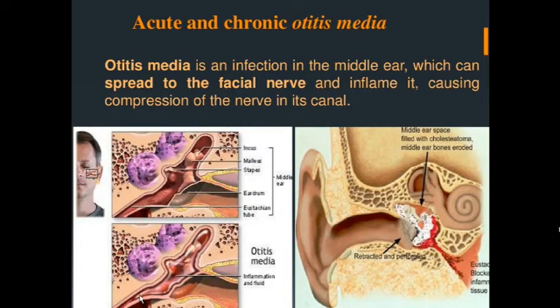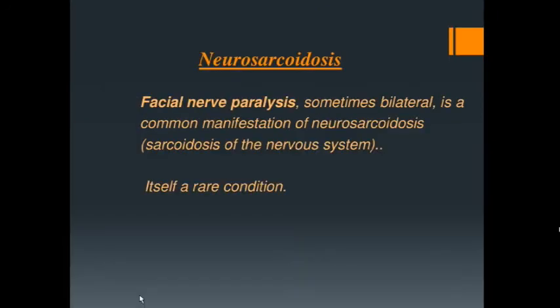What are the other causes of facial palsy apart from Bell's palsy and Ramsay-Hunt syndrome? CSOM. Otitis media is an infection in the middle ear and it can spread to the facial nerve. Facial nerve abscess is a known complication of CSOM. Sometimes certain granulomatous diseases like neurosarcoidosis.